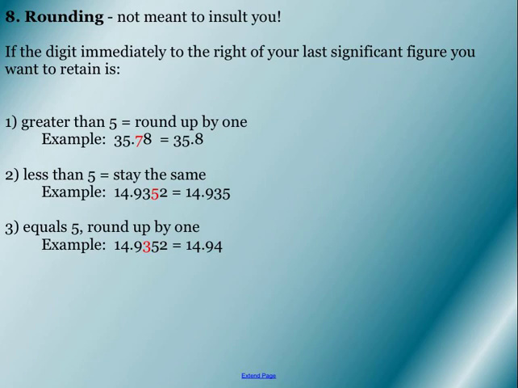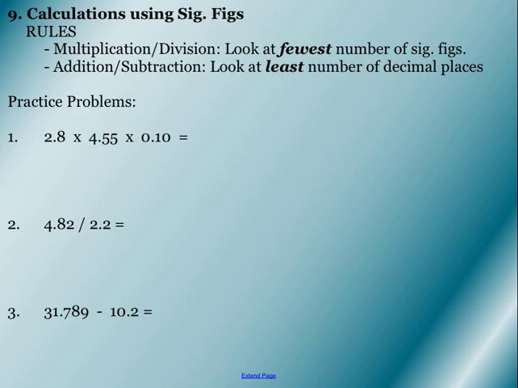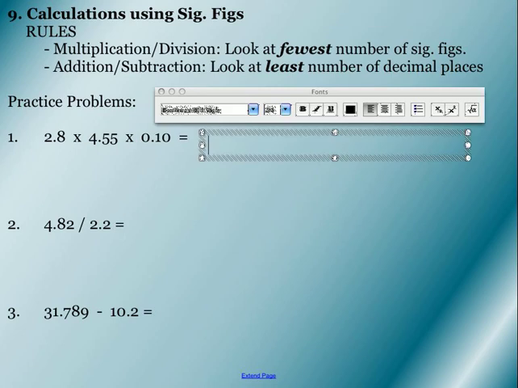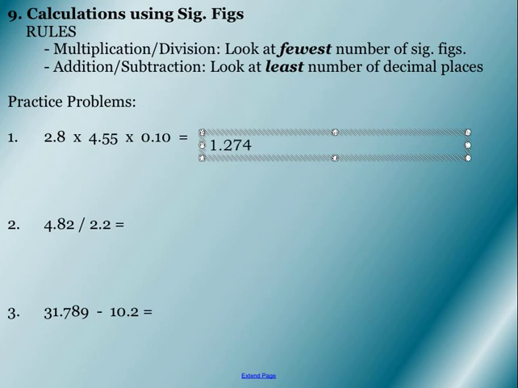But if you're doing calculations later and you have to round down, you can always do that. When you do math with sig figs, there are 2 different rules. If you multiply or divide, you look at the fewest total number of sig figs. If you add or subtract, you look only at decimal places, but it's always low man wins. For the first example, we put 2.8 times 4.55 times 0.10 in the calculator, and you get 1.274.